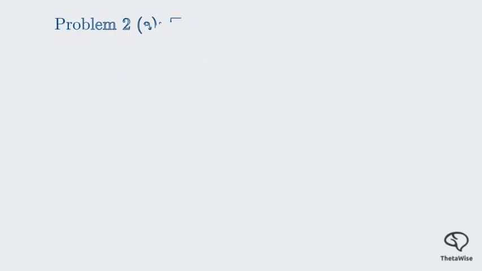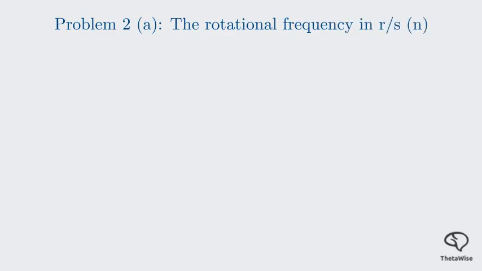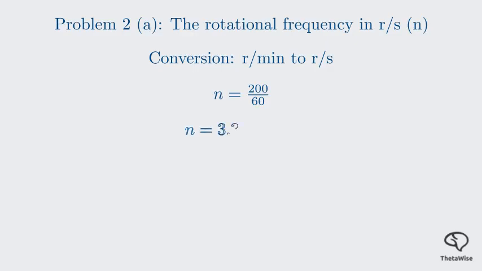Part A asks for the rotational frequency in revolutions per second, n. We are given the frequency in revolutions per minute, so we need to perform a unit conversion. To convert from r/min to r/s, we divide by 60. This is because there are 60 seconds in 1 minute. So n equals 200 divided by 60. Dividing 200 by 60 gives a repeating decimal. The frequency is 3.3 revolutions per second. We'll carry this more precise number through our other calculations. The memo confirms the calculation by showing 200 divided by 60.